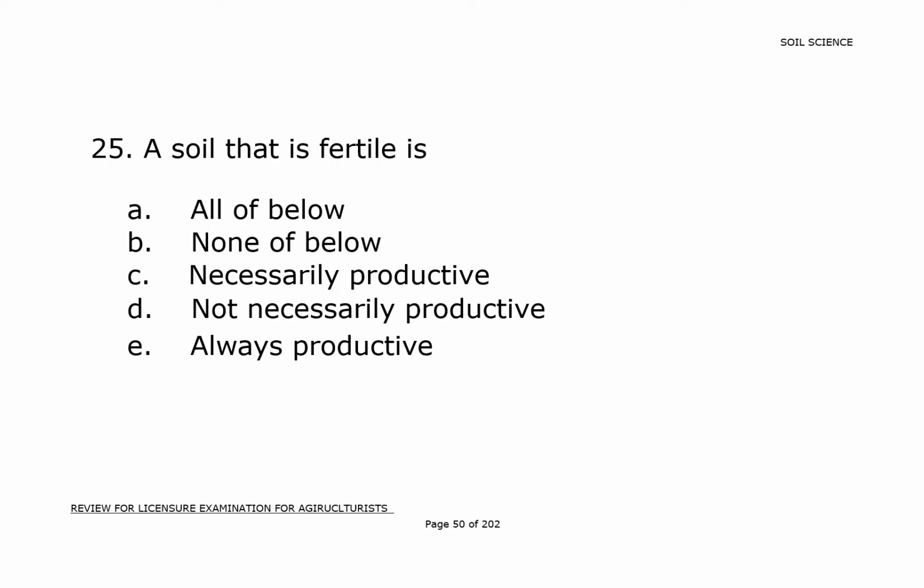Number 25. A soil that is fertile is A. All of below, B. None of below, C. Necessarily productive, D. Not necessarily productive, or E. Always productive. The answer is not necessarily productive.